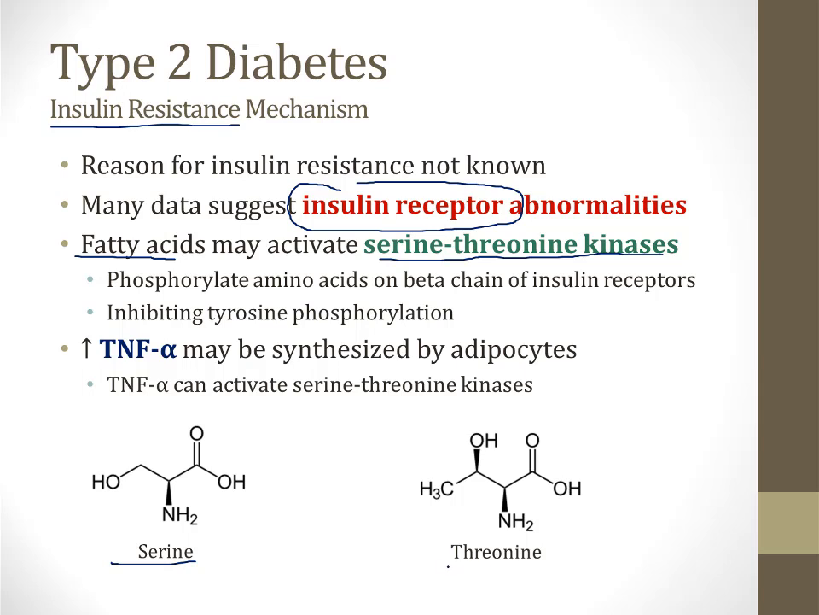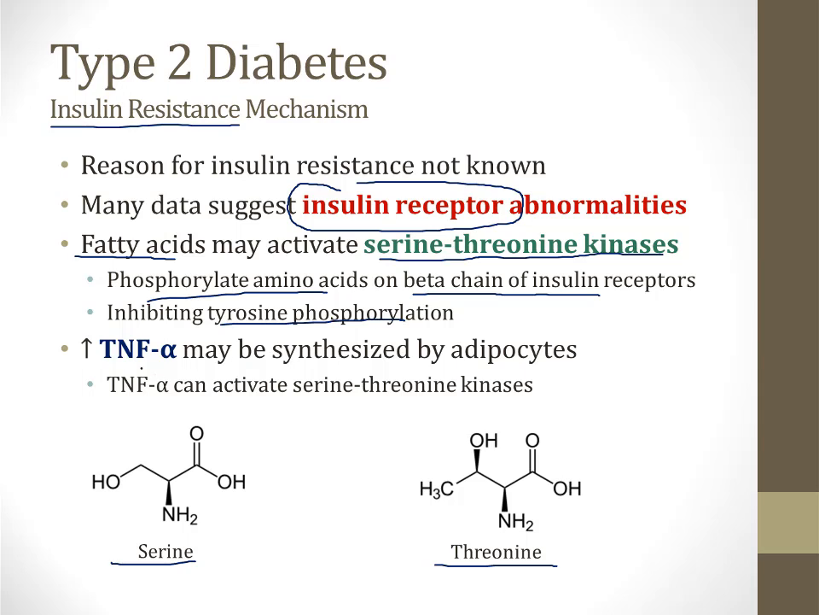At the right side of the screen is the amino acid threonine. These amino acids are found in the beta chains on insulin receptors. Serine threonine kinase enzymes may phosphorylate these amino acids, and when they become phosphorylated, the insulin receptor becomes inhibited in conducting tyrosine phosphorylation, which is an important step in activation of the insulin receptor.